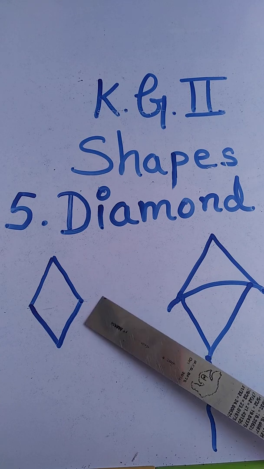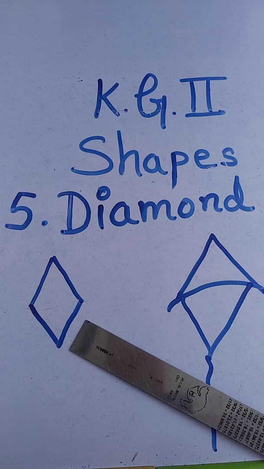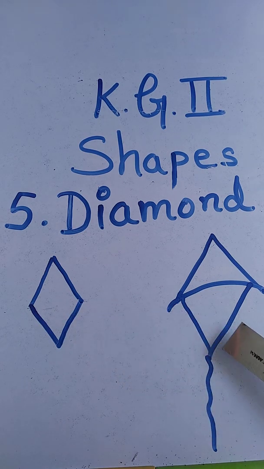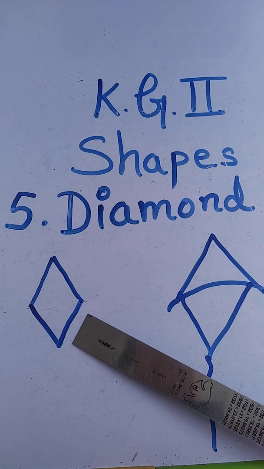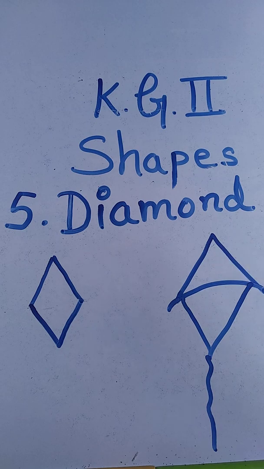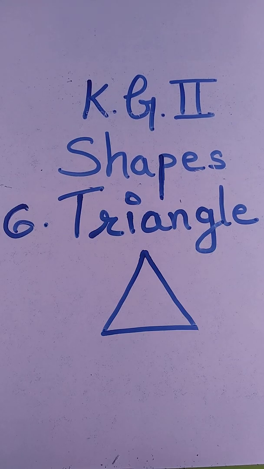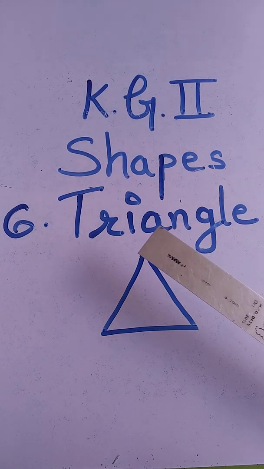Now we will see the next shape, that is diamond. Here I have drawn the shape of diamond. And this shape we can see in kite. हमारी जो kite होती है ना, वो होती है diamond shaped. Okay, diamond. Now we will see the next shape, that is triangle.